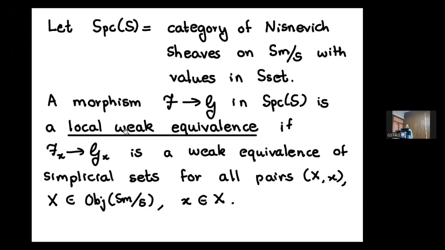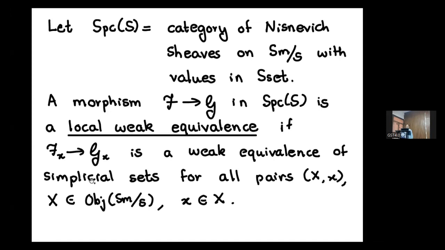And a morphism in this is a local weak equivalence if it is a weak equivalence on stalks. So my objects are going to be sheaves with values in the category of simplicial sets. So every stalk is going to be a simplicial set. And then if a morphism is inducing a weak equivalence of simplicial sets, I say that this is a local weak equivalence.